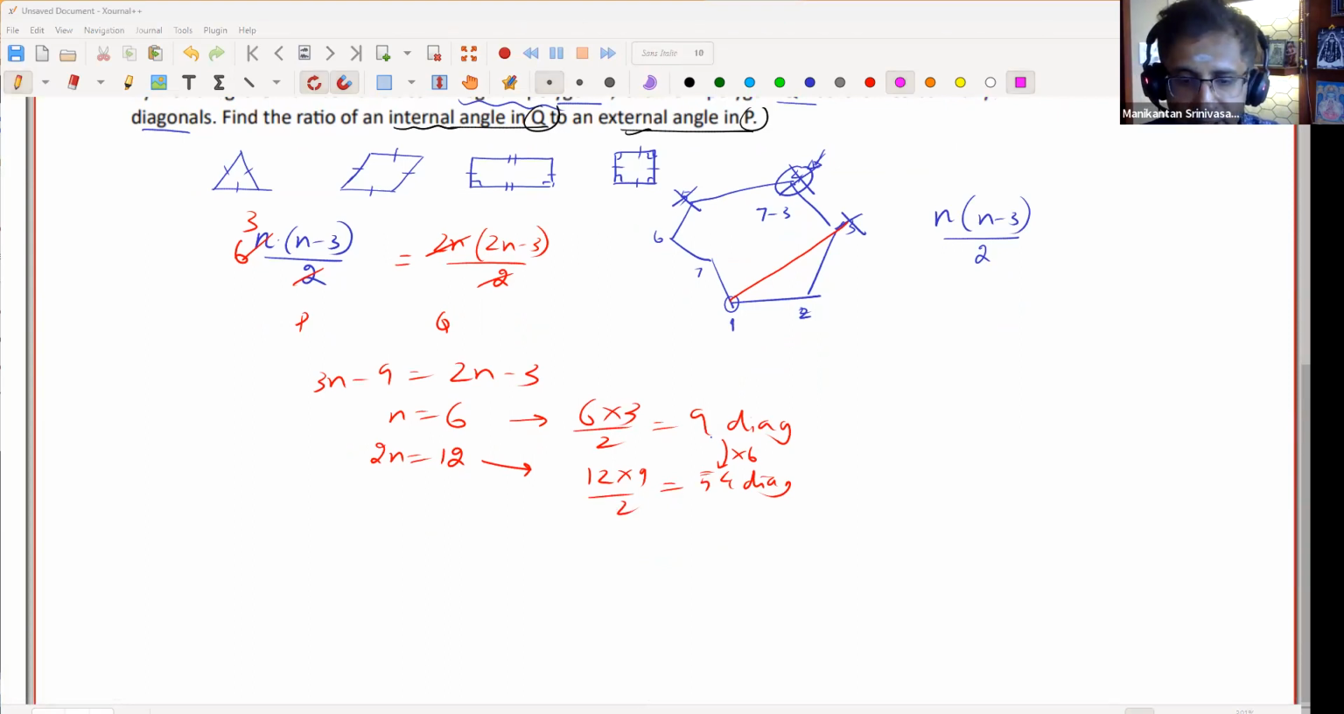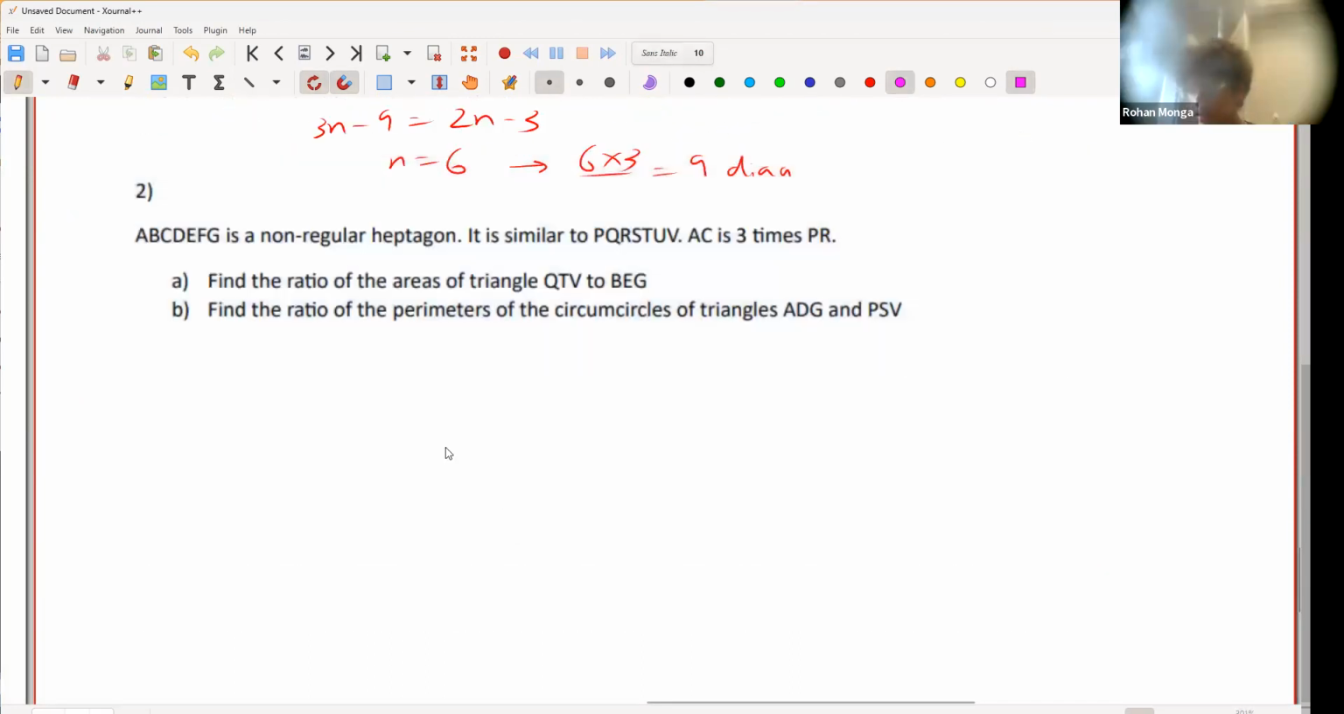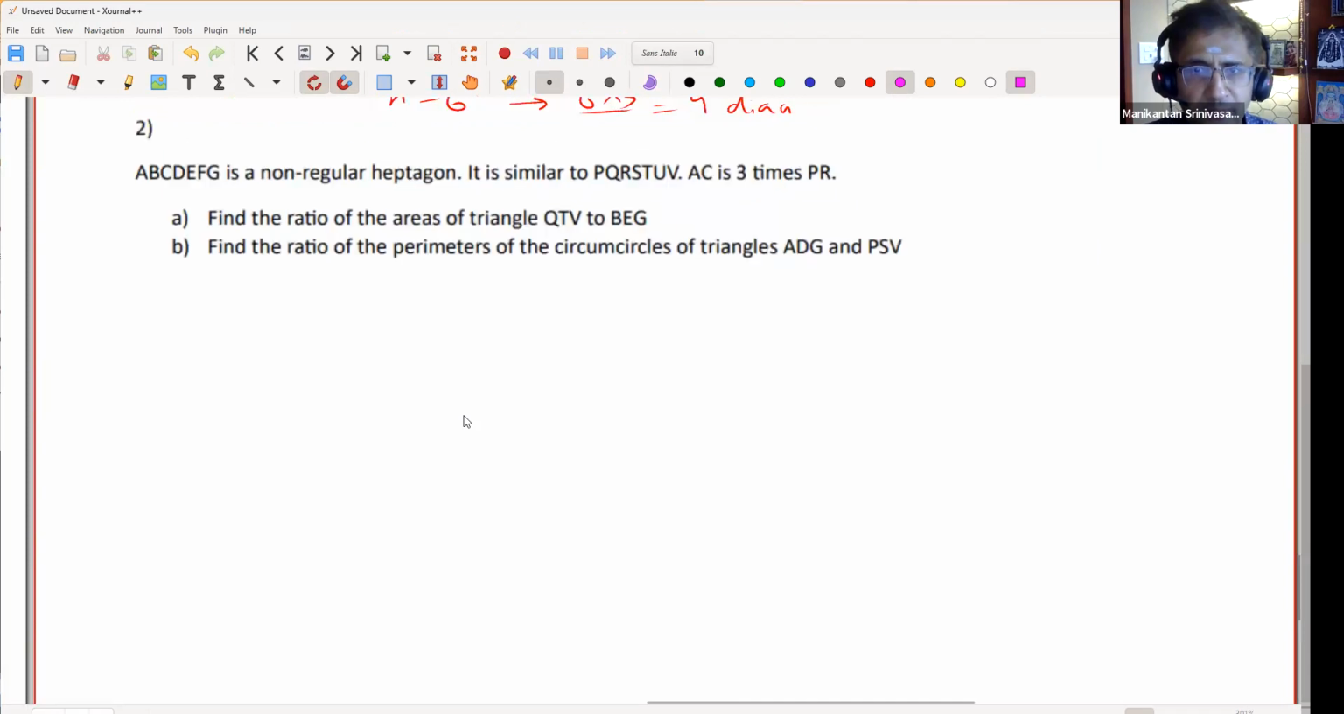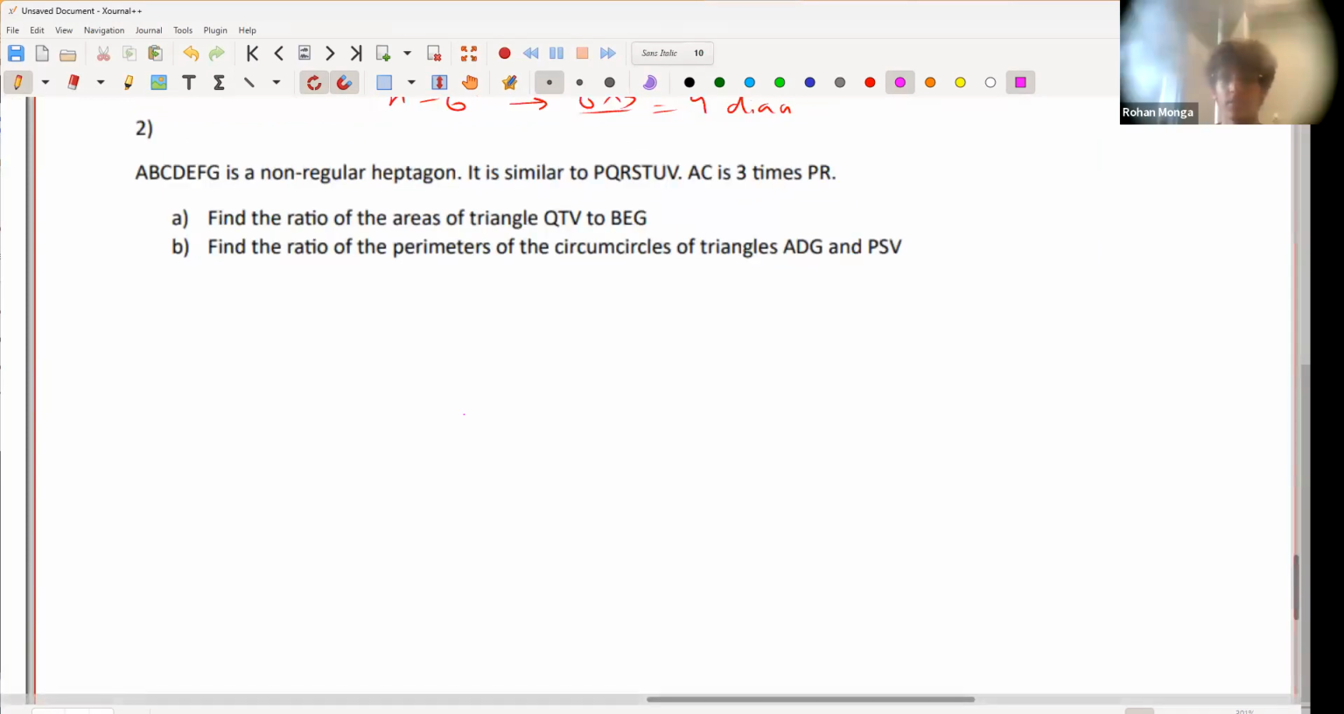Okay, Rohan, you want to take question 2? So I got 1:3. For the ratio of the two areas for the first part? Oh, no, I got 1:9. 1:9 for the first part. For the second part, I got 1:3.